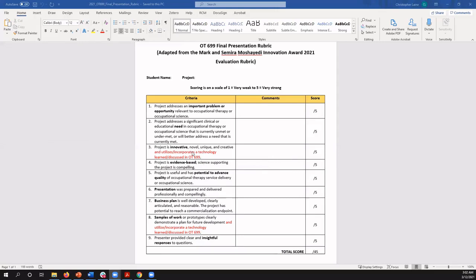I do think it was innovative though and unique. There isn't a whole lot else out there like it, so I would give myself the full credit on number 3. The product is, I think, useful and has potential to advance the field, so I would not take anything off for number 5 either.